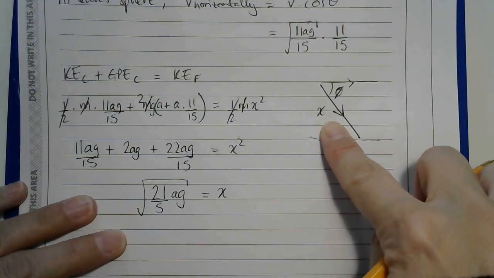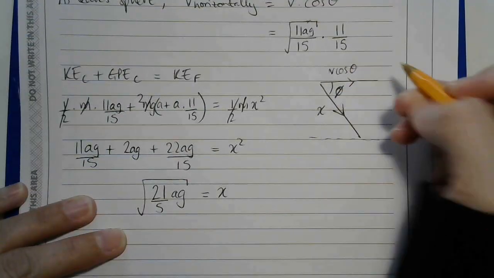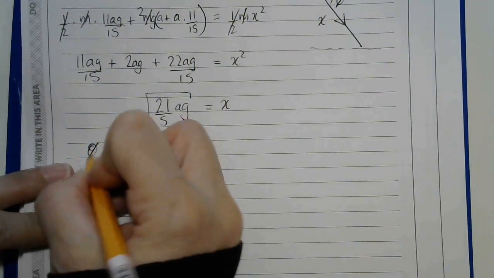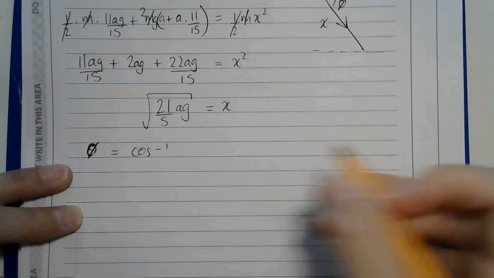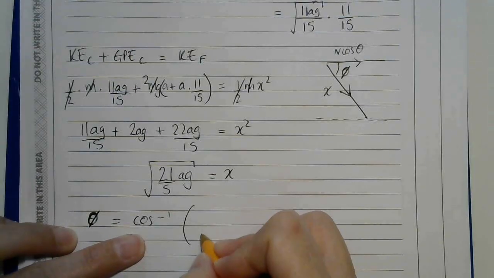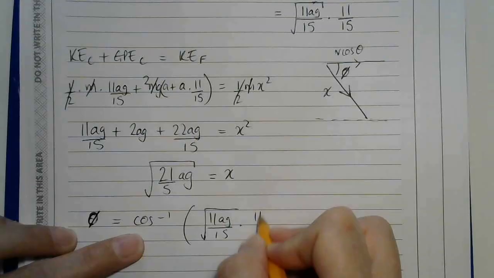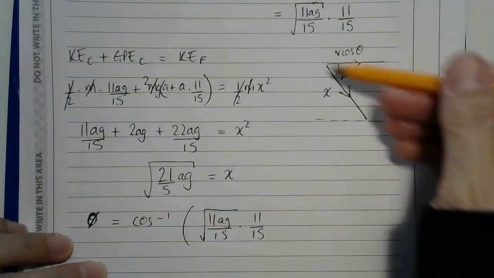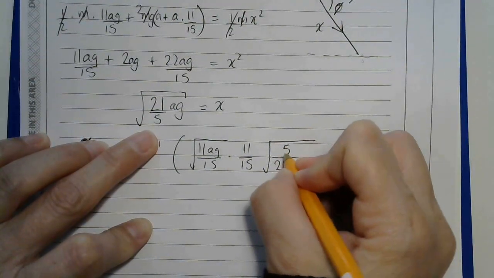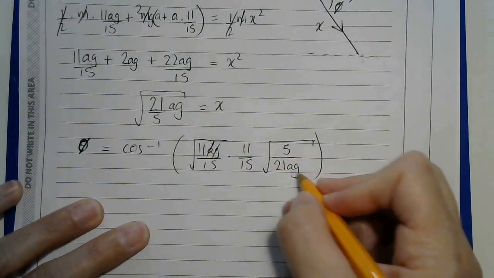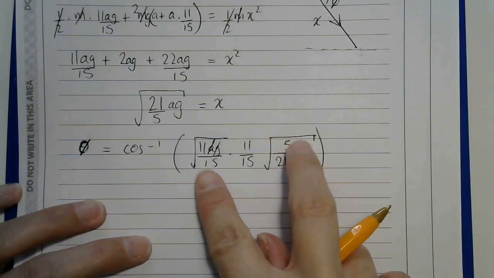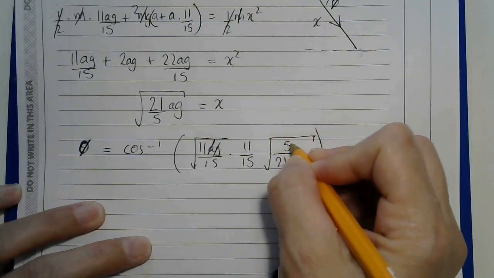So here I've got x, here I've got v cos theta, and so in order to work out the angle that I need, which is phi, it will be inverse cosine of the adjacent over the hypotenuse. Now the adjacent was v cos theta, which was this, divided by the hypotenuse, which is this. If I'm dividing by this, I'm multiplying by the reciprocal. So the 21ag ends up on the bottom, the 5 ends up on the top. And now root a, root g will cancel from the top and the bottom. Here I can divide a 5 and a 15, or a root 5 and a root 15.